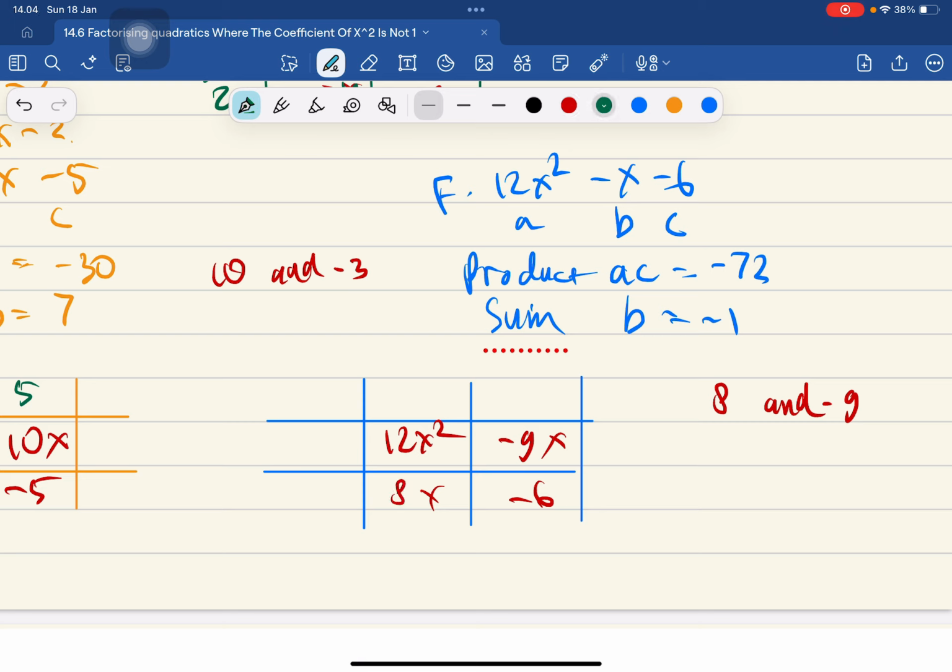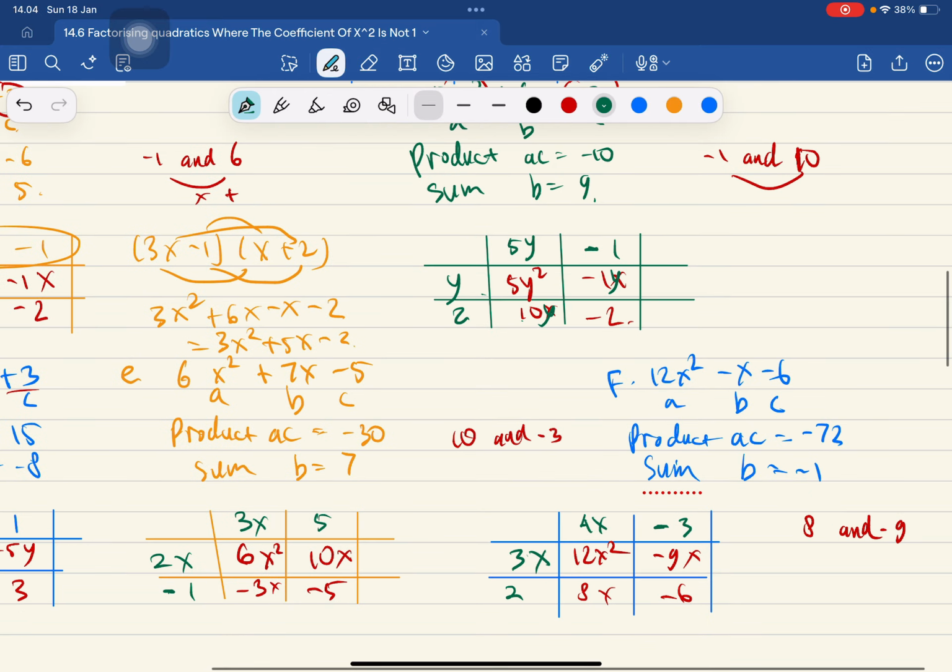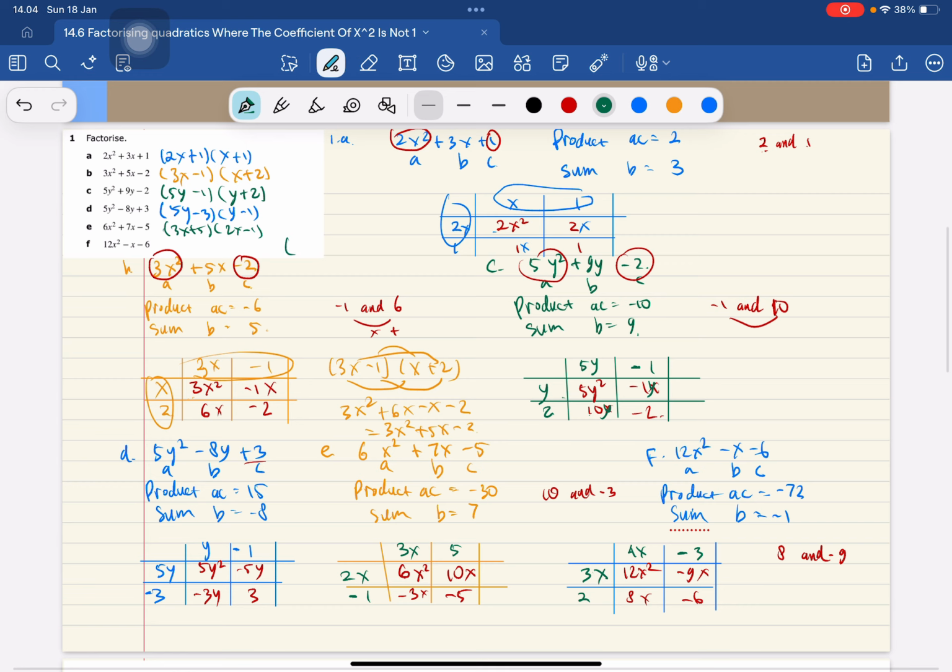Okay, let's find the highest common factor of 12x squared and 9x. So the x is common, and for 12 and 9 it is 3. From here is 2. Here is 4x. And from here we got minus 3. Okay, here are the factors. So I write it 3x plus 2 and 4x minus 3. Okay, there it is.